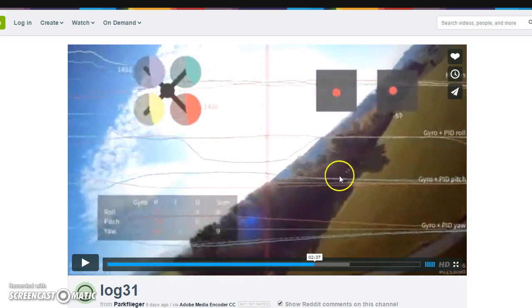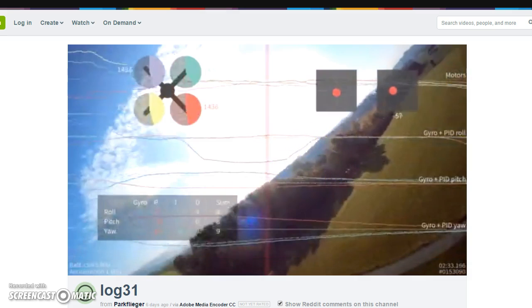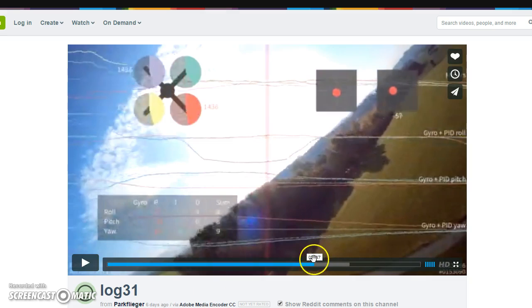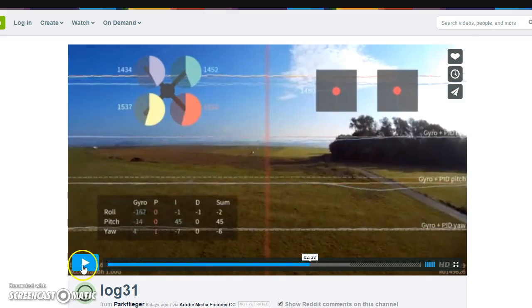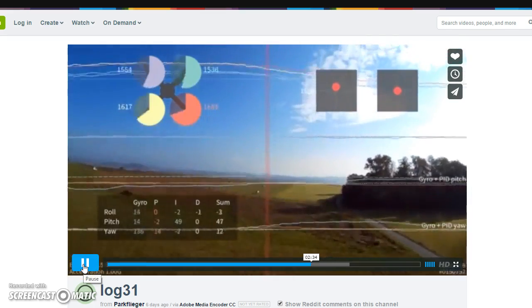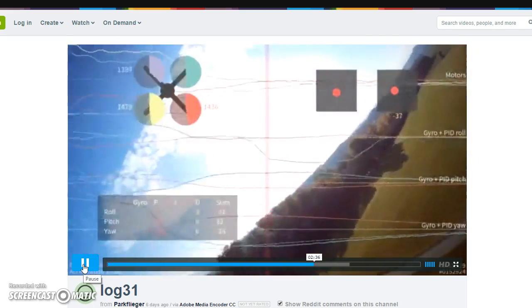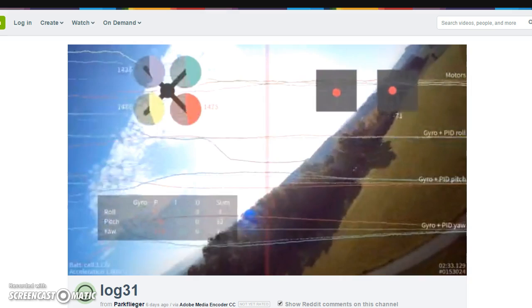There, wow, that's a lot of right roll, isn't it? Yikes! What happened there? Let me just go back again, and I'll play it again, and then we'll take a look at the log. Holy crap! Wow, that's really something. Let's have a look. Let's see what we can figure out.